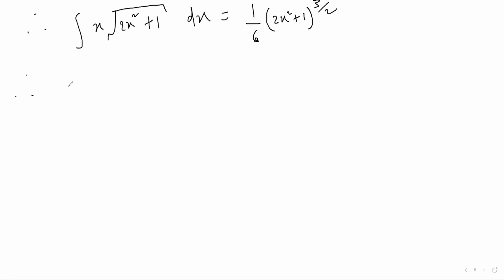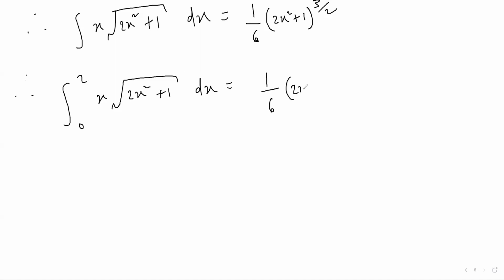Now, therefore, the definite integral, which is from 0 to 2 of the same function, x multiplied by the square root of 2x squared plus 1 with respect to x, is equal to this indefinite integral, which is 1 over 6 multiplied by 2x squared plus 1 to the power of 3 over 2. Now we evaluate this from 0 all the way to 2. So let's go ahead and evaluate it.